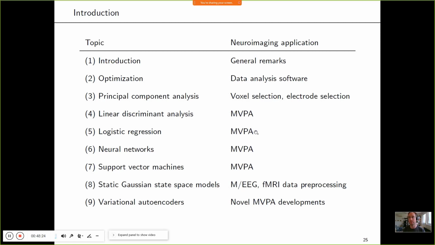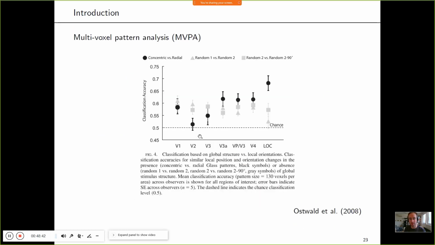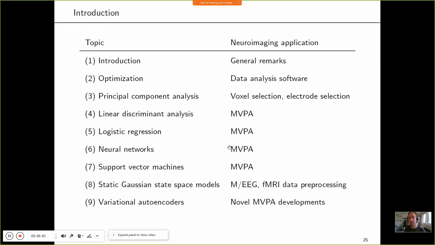Again, to point out how this relates to the content of our course. Everything that we will do here in terms of LDA, logistic regression, neural networks, support vector machines, those are really things that are being used for MVPA analysis all the time. Optimization is actually what's happening in the software that one uses for MVPA, and these other two things are kind of for voxel selection. So this is the application of machine learning methods in neuroimaging.